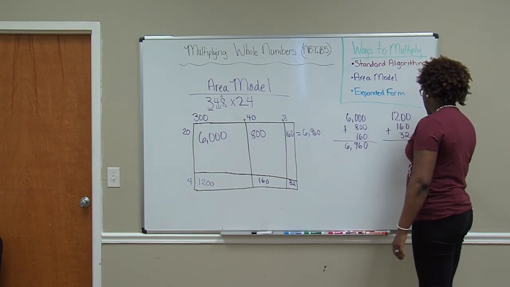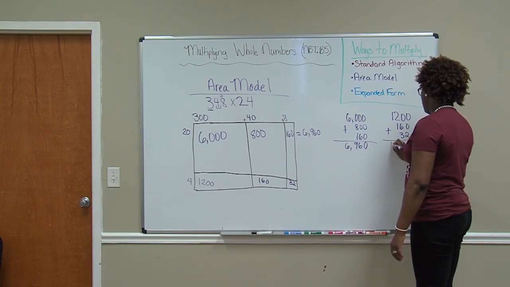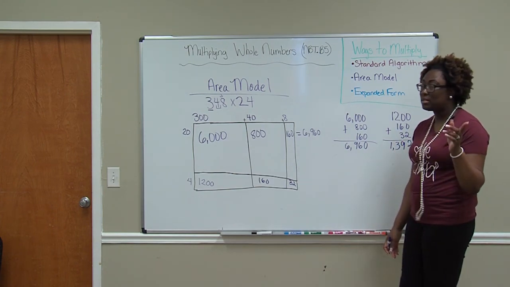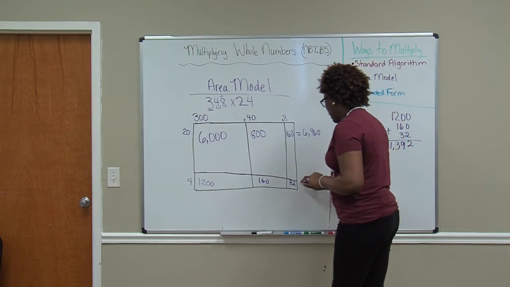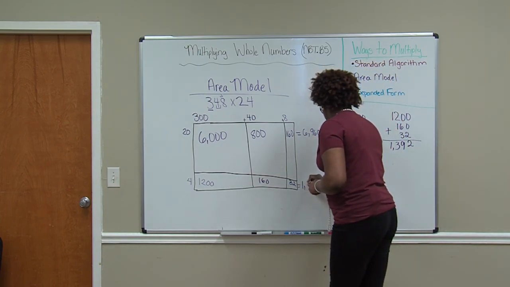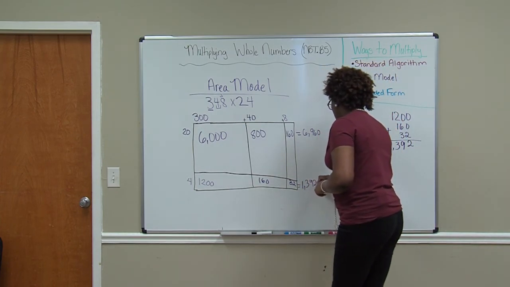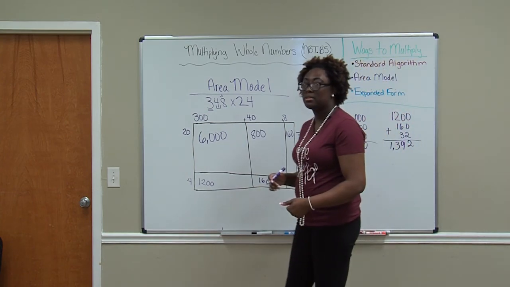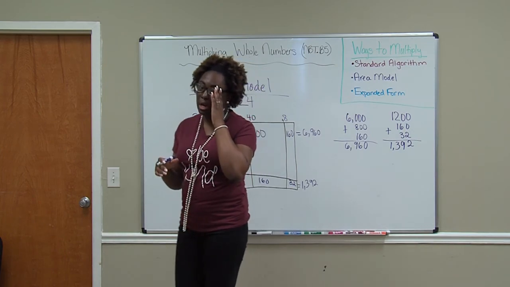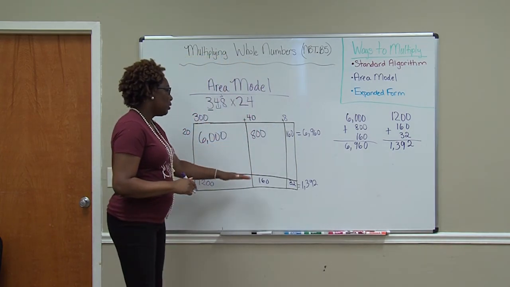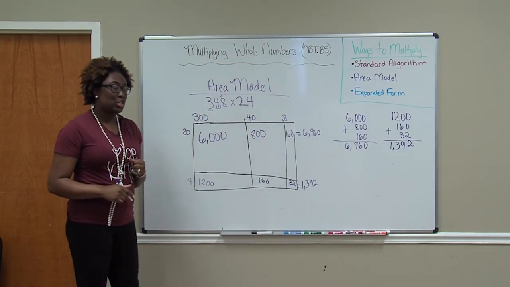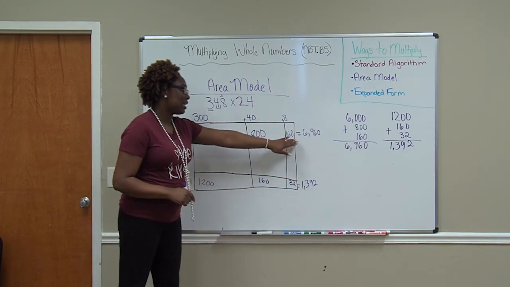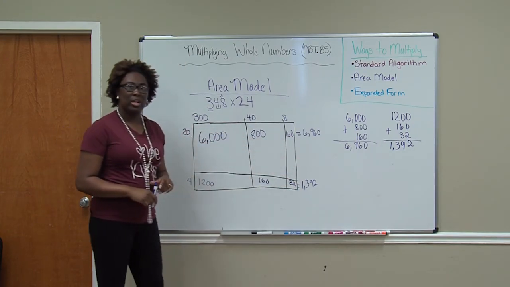So I'm going to go ahead and add these up, and I get a total of 1,392. What am I going to do here? Go ahead and fill this in here, 1,392. Ta-da! What do I have? Partial products. Remember, before we can get to our overall product, when we're multiplying whole numbers, we have to get to our partial products. In this case, we have 6,960 and 1,392.